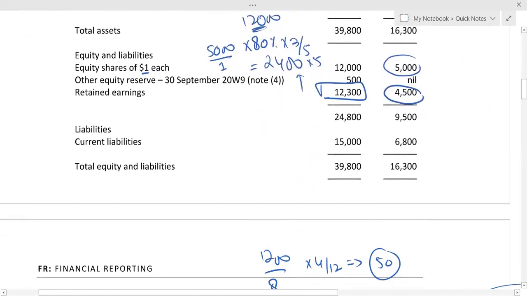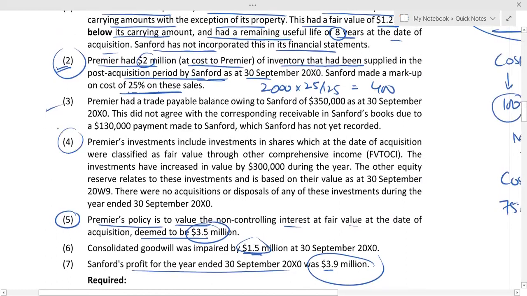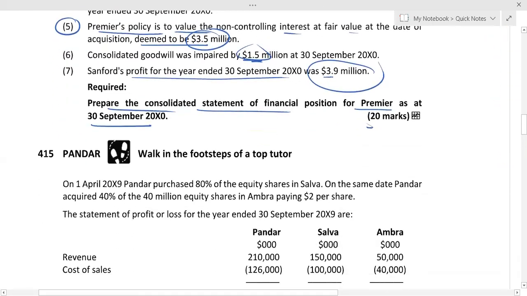Okay, what else? Now, if you come here, let's see this. Point number 4. Premier's investment includes investment in shares which at the date of acquisition were classified as fair value through OCI, IFRS 9. The investment has increased by 300 during the year. The other equity reserve related to these investments is based on their value at 30th September of the previous year. There were no acquisitions or disposals, so they have not recorded this 300. The rise of 300 they have not recorded. It's a different investment. It is not the investment in subsidiary.